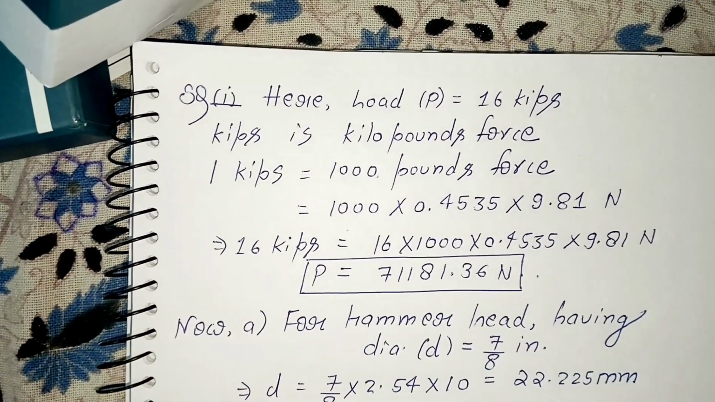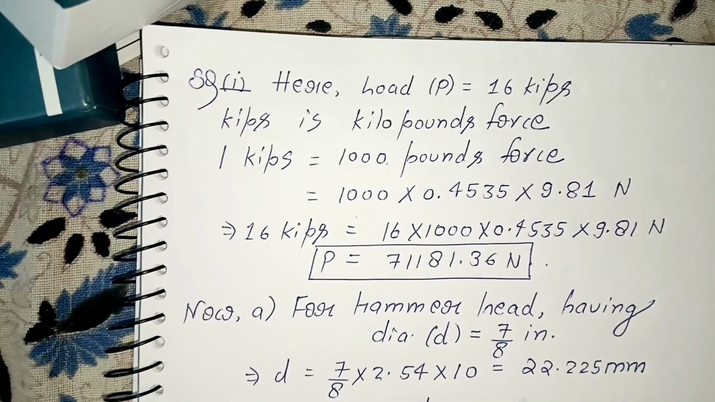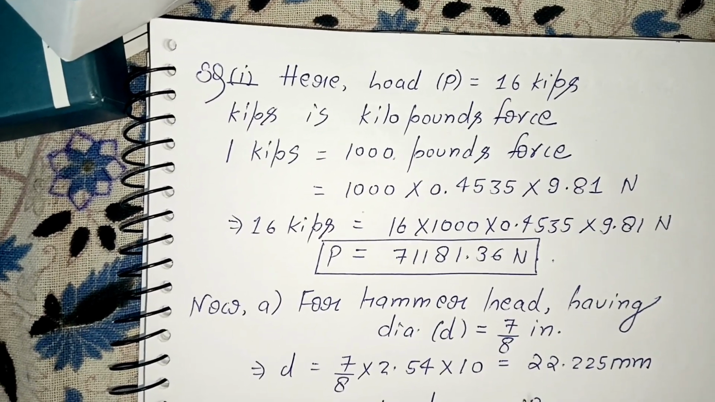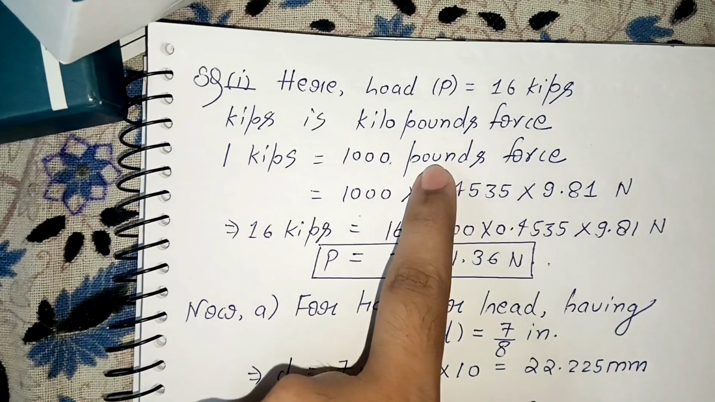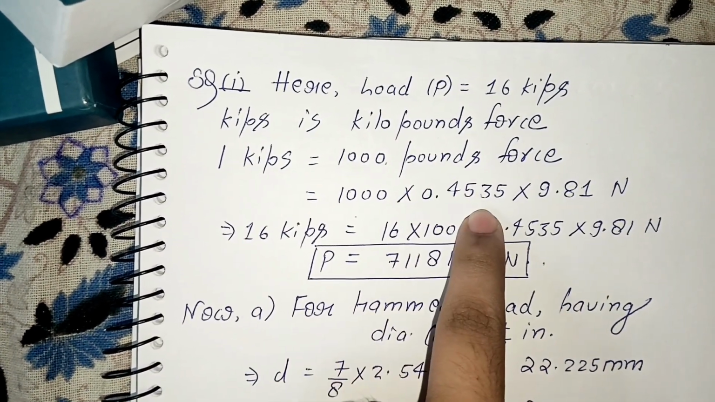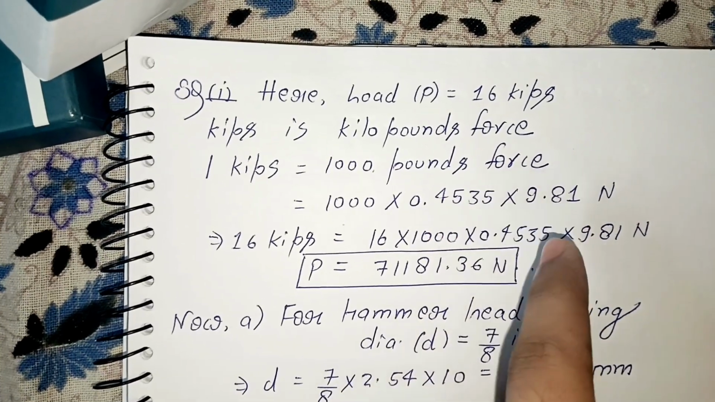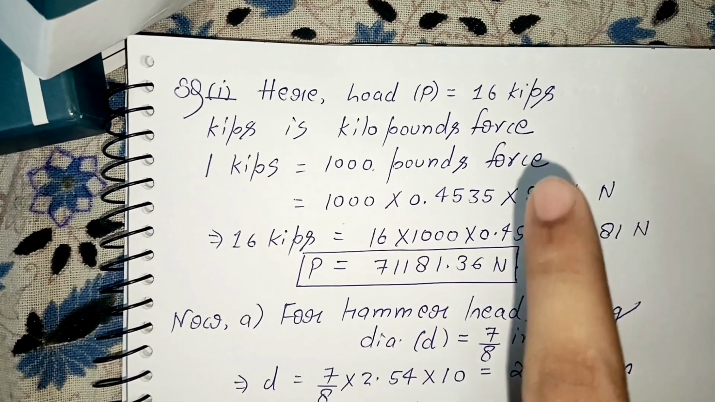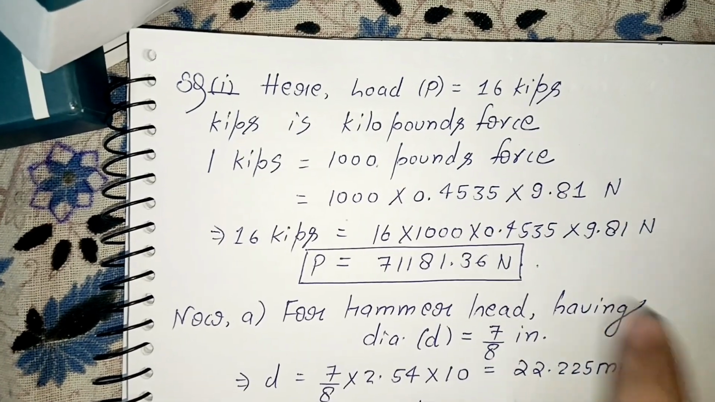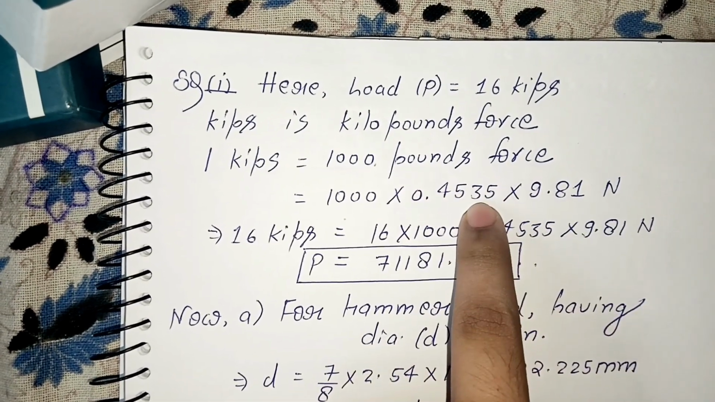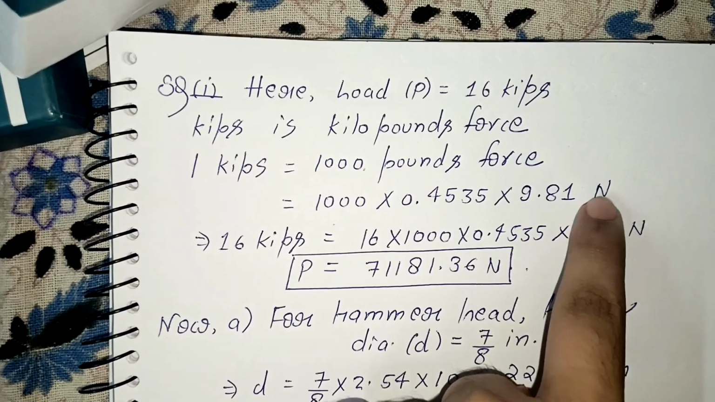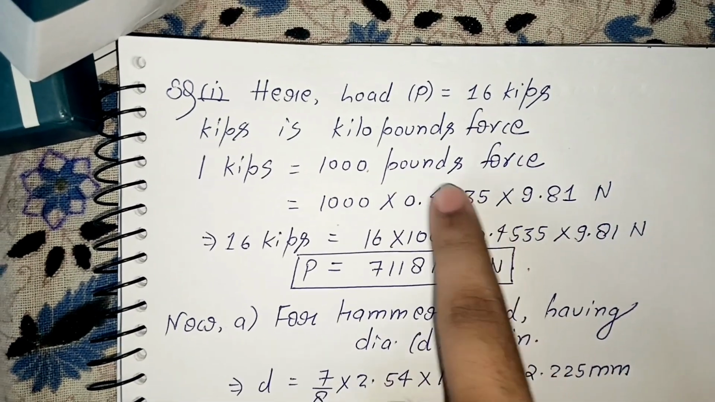Now we know that 1 pound is approximately equal to 0.4535 kgs. So we have converted this pounds into 0.4535 kgs, and this is in kg, so we have to multiply with the value of g to convert this particular value of mass into newtons. So 0.4535 kg into 9.81, so this value will come in newtons.